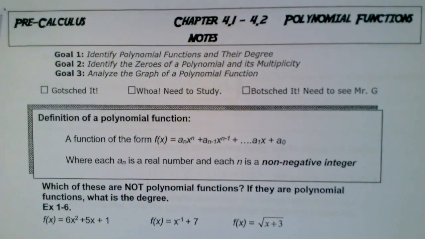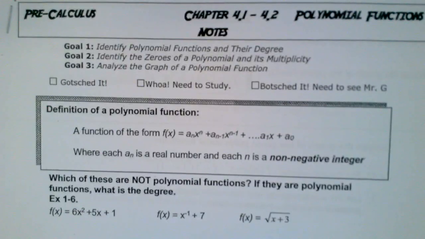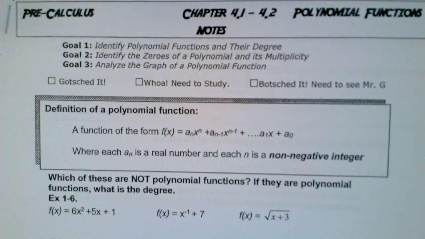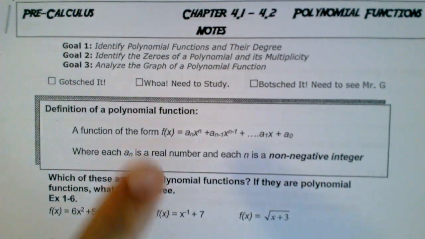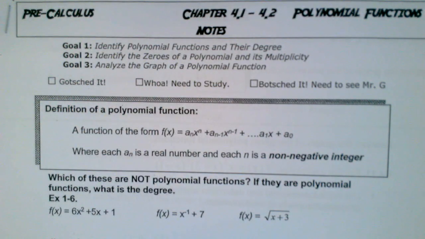So our goal today is to get through chapter 4.1. We're going to work on goals number 1 and 2. The first thing we're going to do is identify polynomial functions and their degree. Then we're going to identify the zeros of a polynomial and its multiplicity, and we'll talk about what multiplicity is and what it does. Then in 4.2, we'll talk about analyzing and graphing. That's what we'll do tomorrow. So we're going to get through 1 through 10 today, and then talk a little bit about end behavior, and then it'll be time to go.